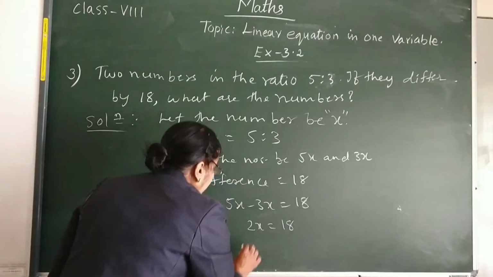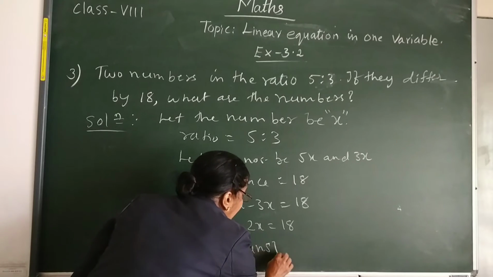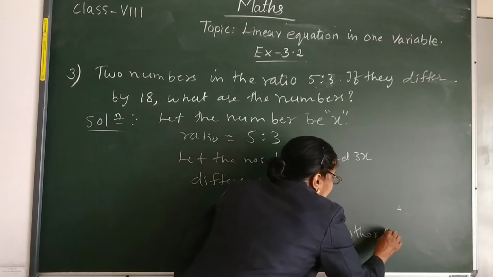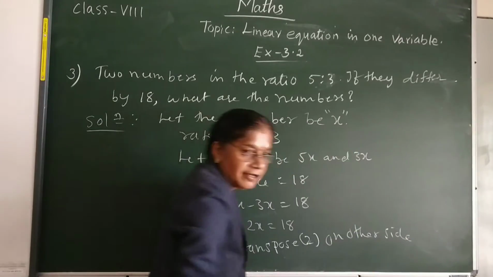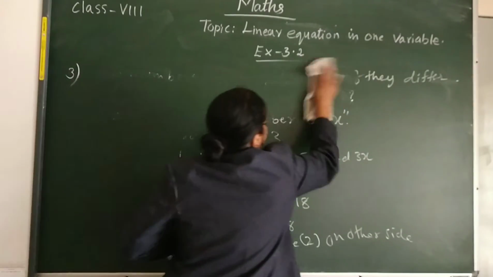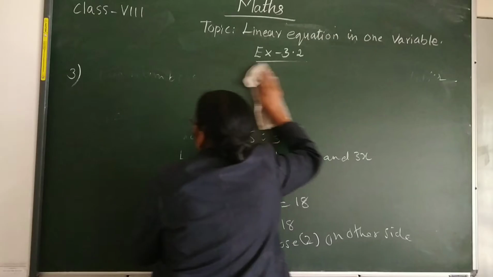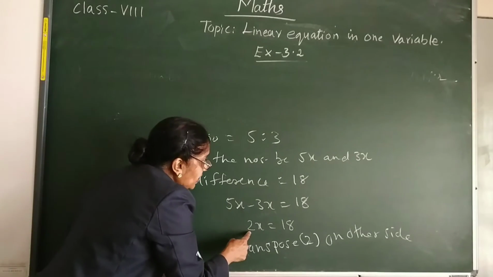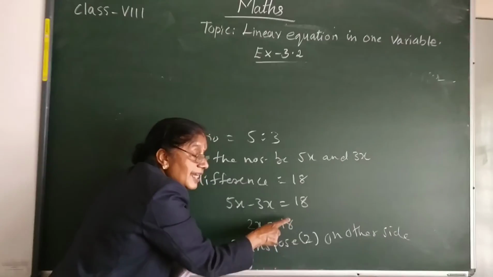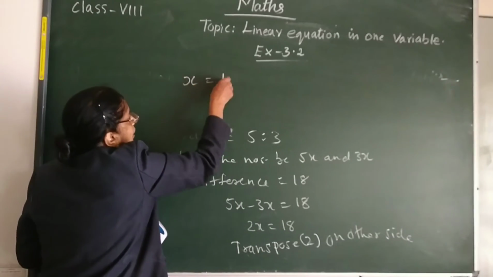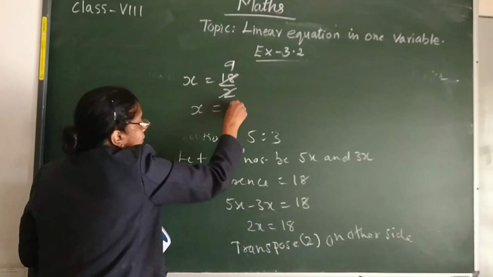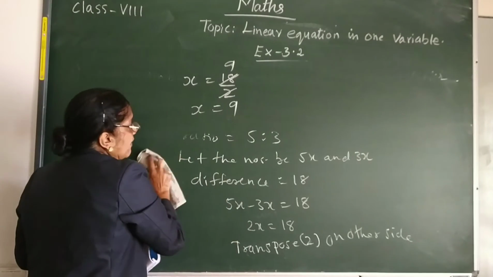Now what do we have to do here? We have to transpose 2 to the other side. Very important. So what shall we get? Let us see. By transposing 2 to the other side: 2 is multiplication, and when you transpose it to the other side, it becomes division, because it will go under 18. So x is equal to 18 by 2. 2 ones are 2, 2 nines are 18. So x is equal to 9. So you got the x value as 9.